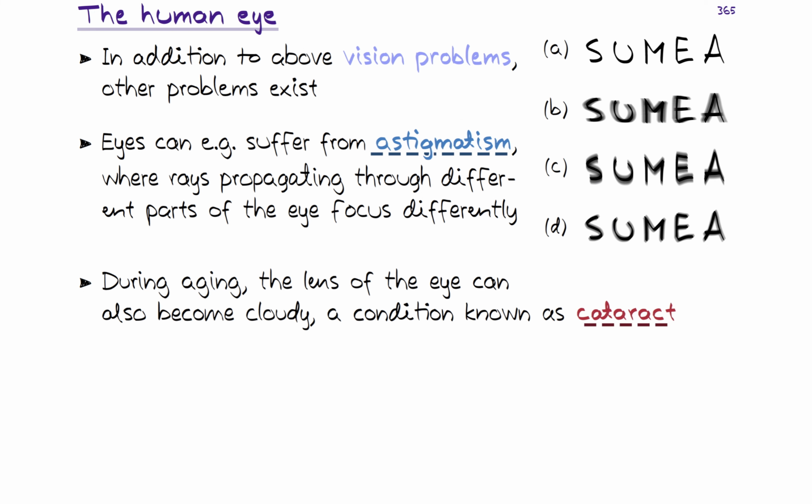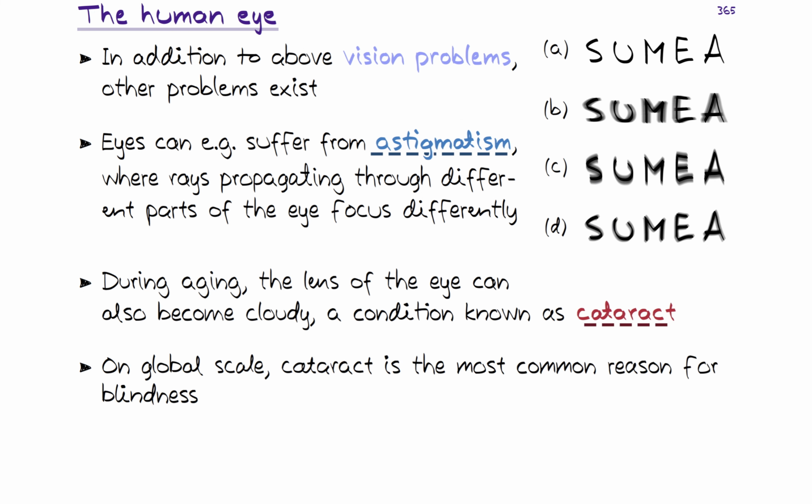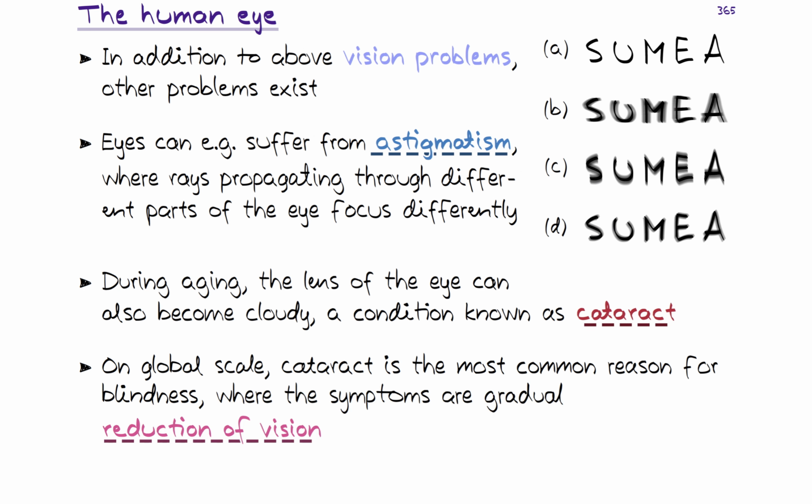And when we are thinking on a big scale, on a global scale, cataract is really the most common reason for human blindness. So if you're looking at the relevance of things, this is actually a huge thing on a global scale. And the symptoms basically are a gradual reduction of vision. This is, of course, a huge thing for the people who are suffering from this, so these are actually very important and serious things for some people.